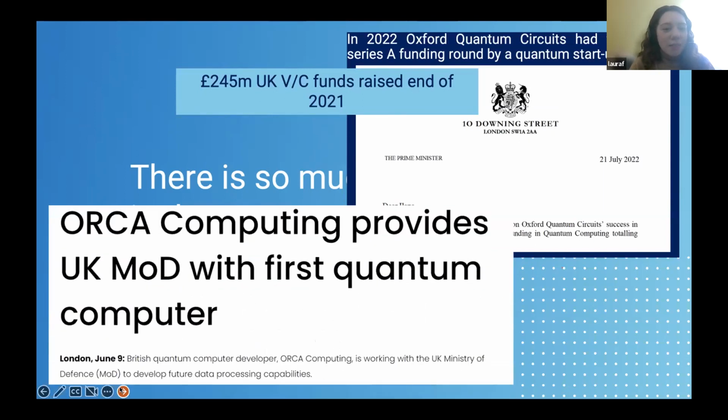And this summer, they raised the highest level of Series A funding by a quantum startup ever in the UK, at 38 million, which was a pretty impressive feat. You can see there that Orca Computing, which is another UK startup, has done its first procurement cycle with the Ministry of Defence here in the UK.